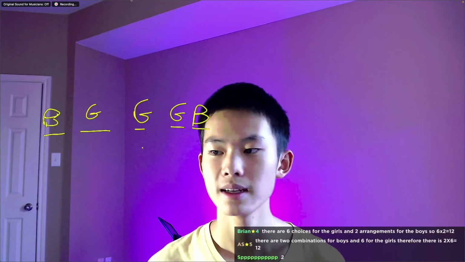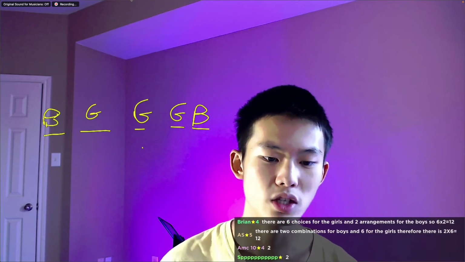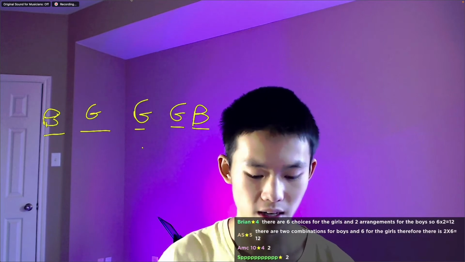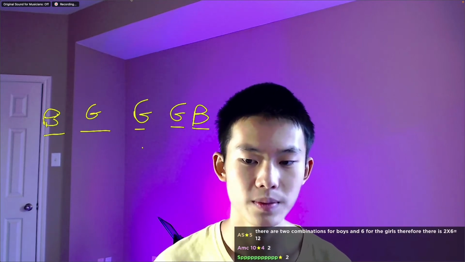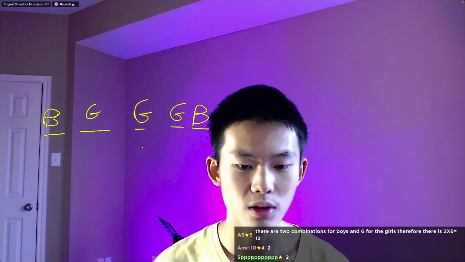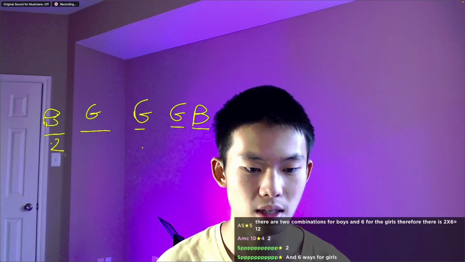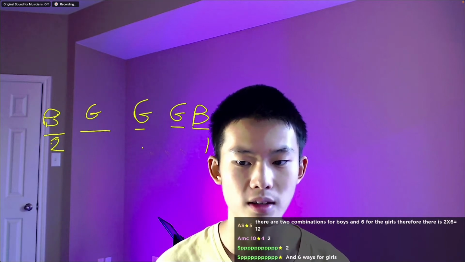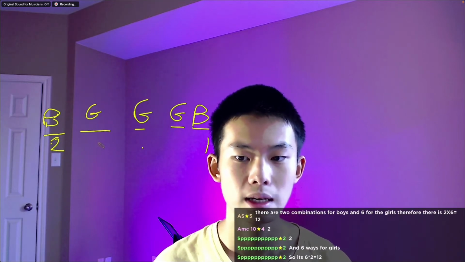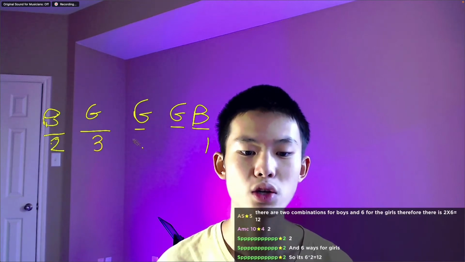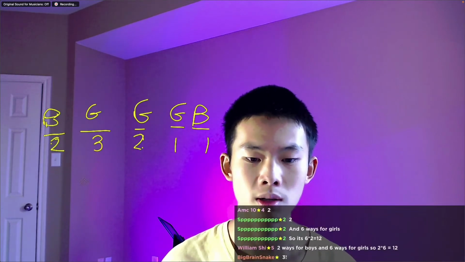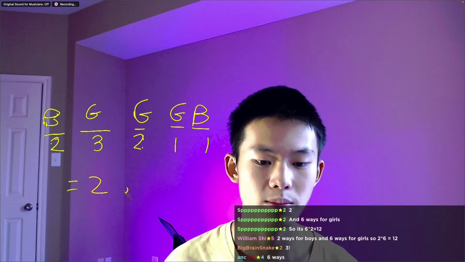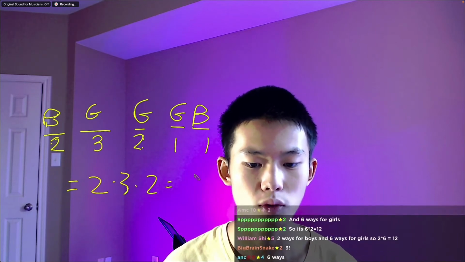So let's try to count how many ways there are for the boys first. How many ways are there to arrange the 2 boys in this arrangement? Does anyone know? Yeah, exactly, AMC 10. It's 2. So there's 2 ways to choose where the first boy sits, here or here. And after that, the other boy sits in the other spot: we can choose which boy sits there, and there's just 1 way for the other one. And for the girls, there's 3 ways to choose where the first girl sits, 2 ways to choose where the second girl sits, and 1 way for the third girl. So in total, there's 2 times 3 times 2, which equals 12 ways total.